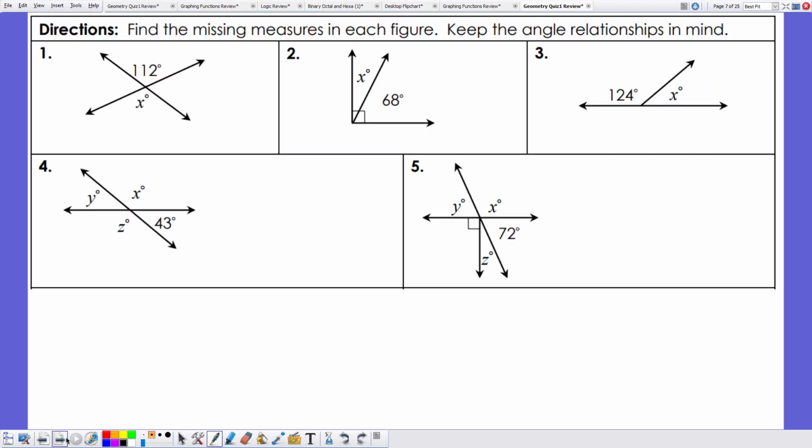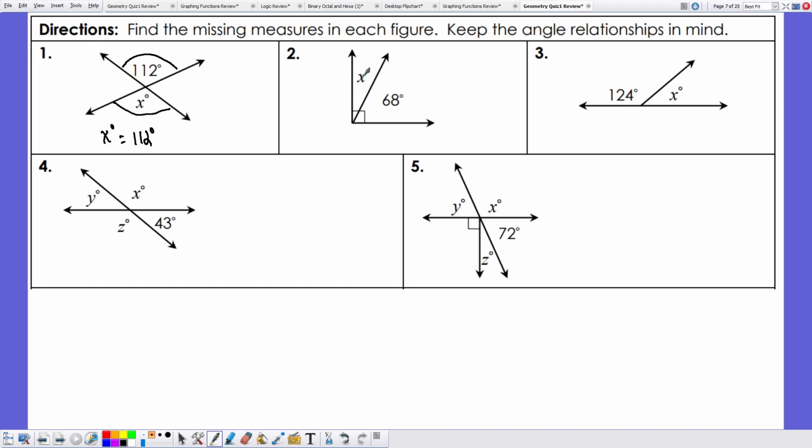So let's see what we can work with. What's the measure of angle x? Well, vertical angles, they are on two intersecting lines across from each other. So that immediately implies that x is 112 degrees. And that's how easy it is. If you know what to look for, there's no math required, it's that simple.